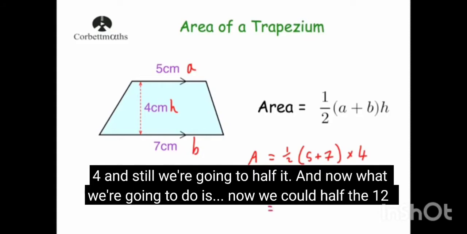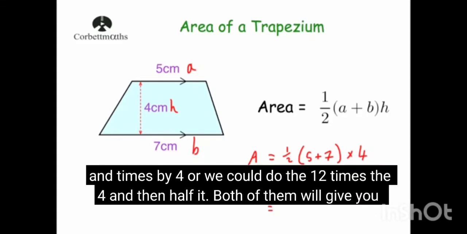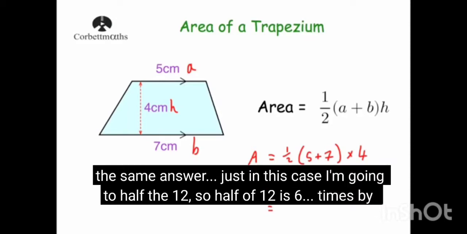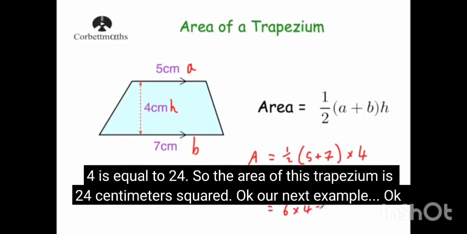Now we could half the 12 and times by 4, or we could do the 12 times the 4 and then half it. Both of them will give you the same answer. Just in this case, I'm going to half the 12, so half of 12 is 6, times by 4 is equal to 24. So the area of this trapezium is 24 centimeters squared.